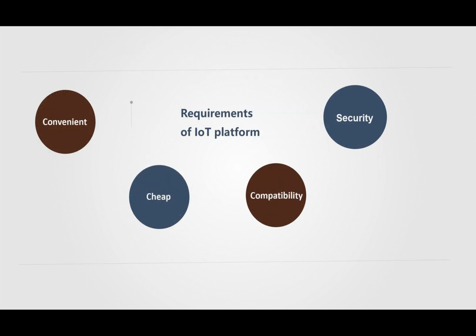Considering these issues, we think there are four main requirements for an IoT control platform. They are convenience, low cost, compatibility, and security. So we aim to design and develop a new IoT control platform which can not only be accessed via the internet but also avoid the risk of the internet. In addition, this product should be cheap, safe, and convenient.